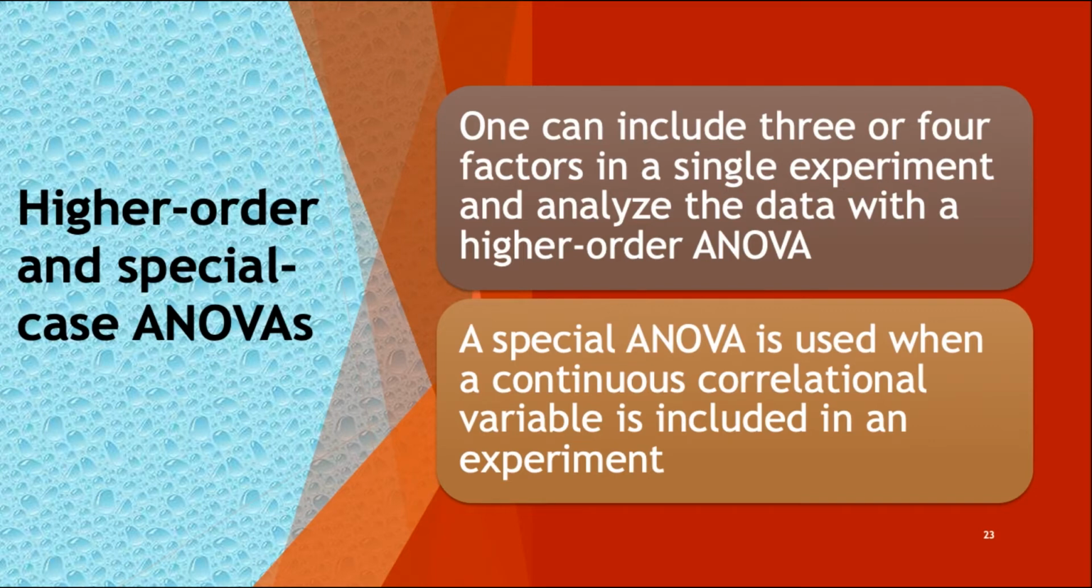ANOVA involves forming a ratio between the variance (mean square) caused by your independent variable plus experimental error and the variance (mean square) caused by experimental error alone. The resulting score is called an F ratio. A significant F ratio tells you that at least one of your means differs significantly from the other means. To determine where the significant differences occur, you must apply a special follow-up called a post hoc test, and we will see these when we do the practical or lab session.